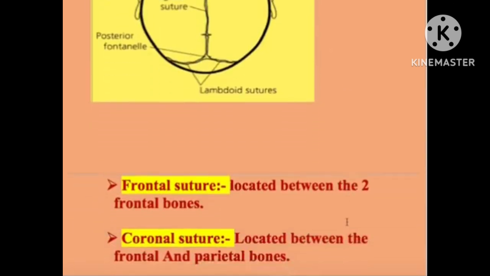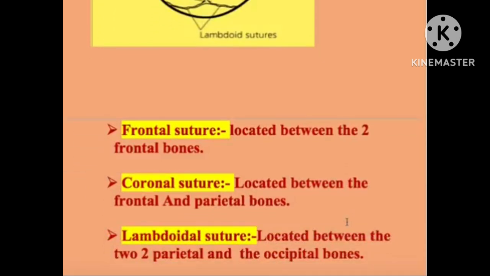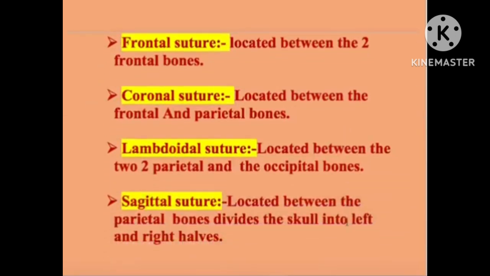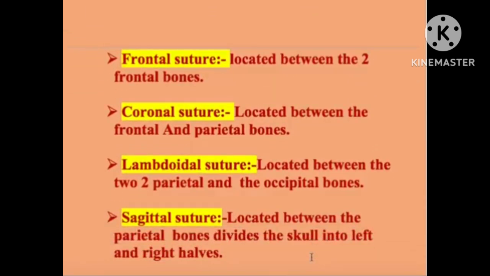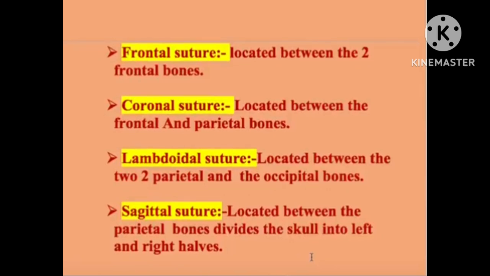So frontal suture located between the two frontal bones, coronal suture located between the frontal and parietal bones, lambdoidal suture located between the two parietal and the occipital bones, and the sagittal suture located between the parietal bones, divides the skull into left and right halves. So these are the sutures present in the fetal skull.